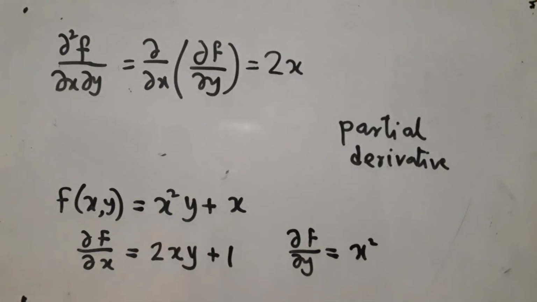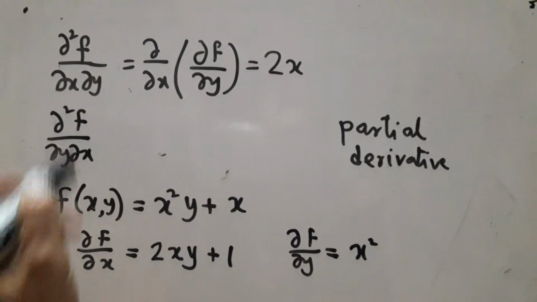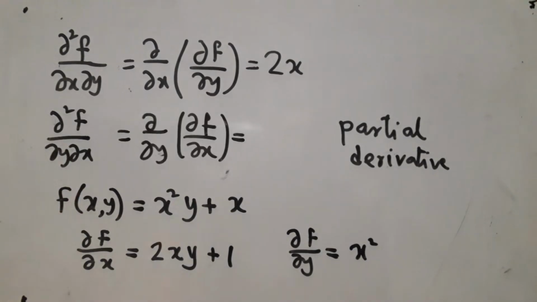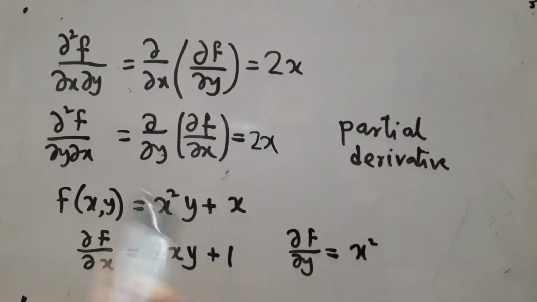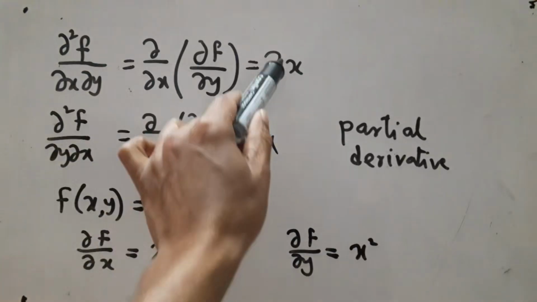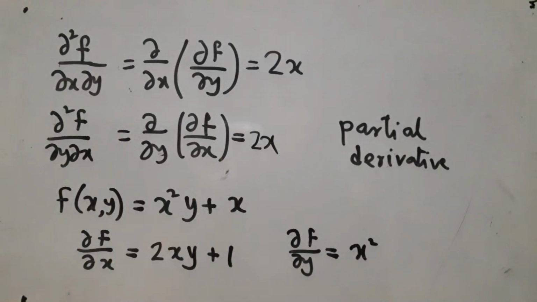Similarly, you can define the order as reversed. So now you start with ∂f/∂x and differentiate this with respect to y partially. So when I differentiate this partially with respect to y, 2xy behaves as 2x times y, so it is 2x, plus 1 vanishes. You notice that these two things turn out to be the same, and that's what happens most of the time.